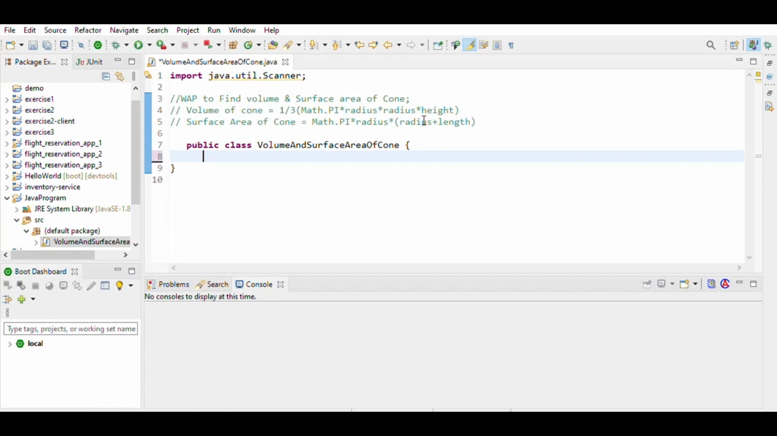Program to find volume and surface area of the cone. Volume of the cone is 1/3 pi r square h, and surface area of the cone is pi into radius plus length.